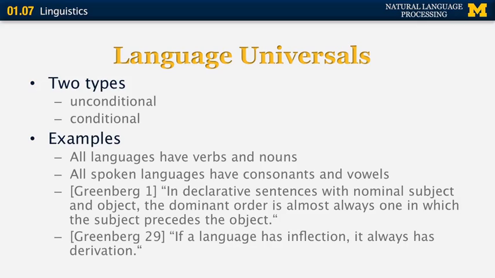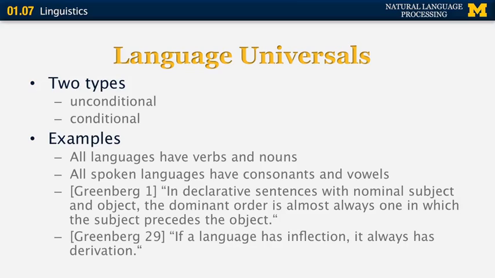An example of an unconditional language universal is that all languages have both verbs and nouns, or that all spoken languages have both consonants and vowels. There are no languages that only have consonants or languages that only have vowels.